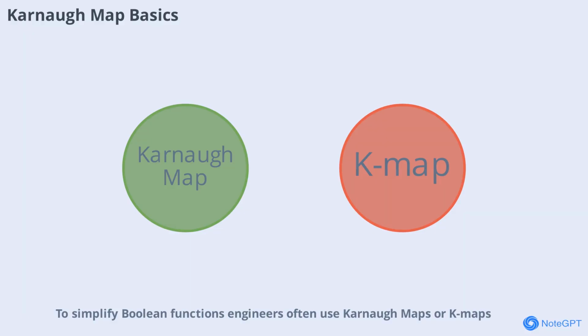To simplify Boolean functions, engineers often use Karnaugh Maps, or K-maps. A K-map is a visual tool that helps identify patterns and redundancies in logic expressions. By organizing truth table values into a grid, K-maps make it easy to spot groups of ones or zeros that can be combined, leading to simpler and more efficient circuit designs. K-maps are especially useful for functions with 2 to 6 variables.